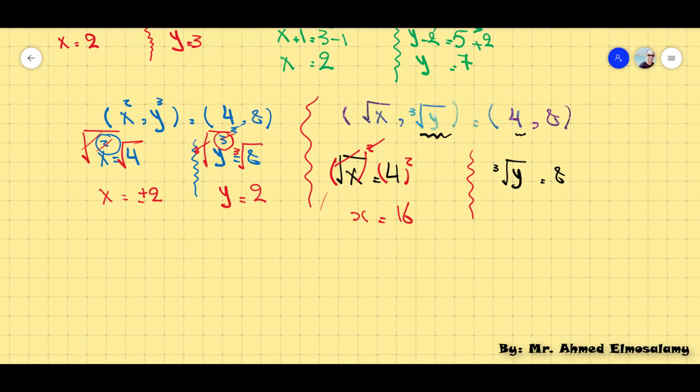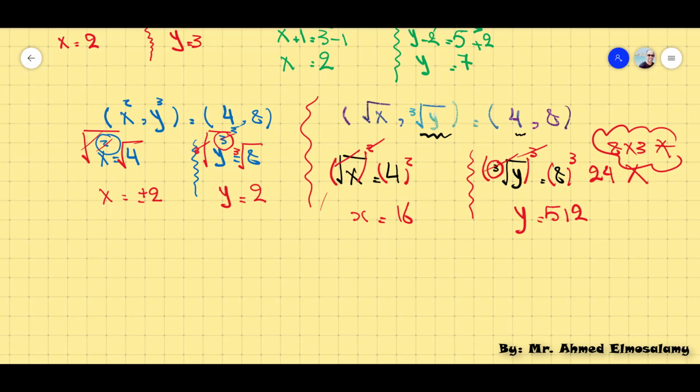And here I want to cancel the cube root. Here the sign of the cube root is 3 written outside, so I raise all of this to the power 3, and here all to the power 3. Cancel, so y will equal what? 8 to the power 3. Is 8 to the power 3 equal to 24? Of course not, because 8 to the power 3 equals 8 times 8 times 8, not 8 times 3. By using the calculator, it will be equal to 512.